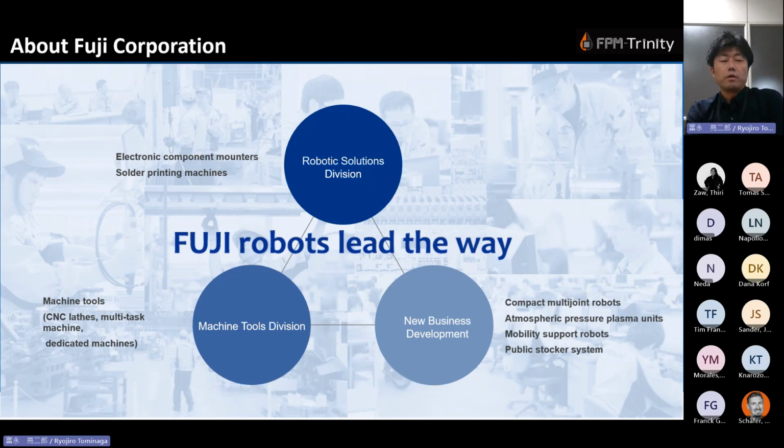First of all, let me briefly explain our company. FUJI Corporation has 3 divisions, and basically we are a robot manufacturer. Our biggest and main field is electrical component mounters and solder printing machines. So we have a lot of know-how, history and results in SMT. This is one of the backgrounds. We decided to develop a cutting-edge machine for AME plus SMT. We are calling this machine the FPM Trinity.